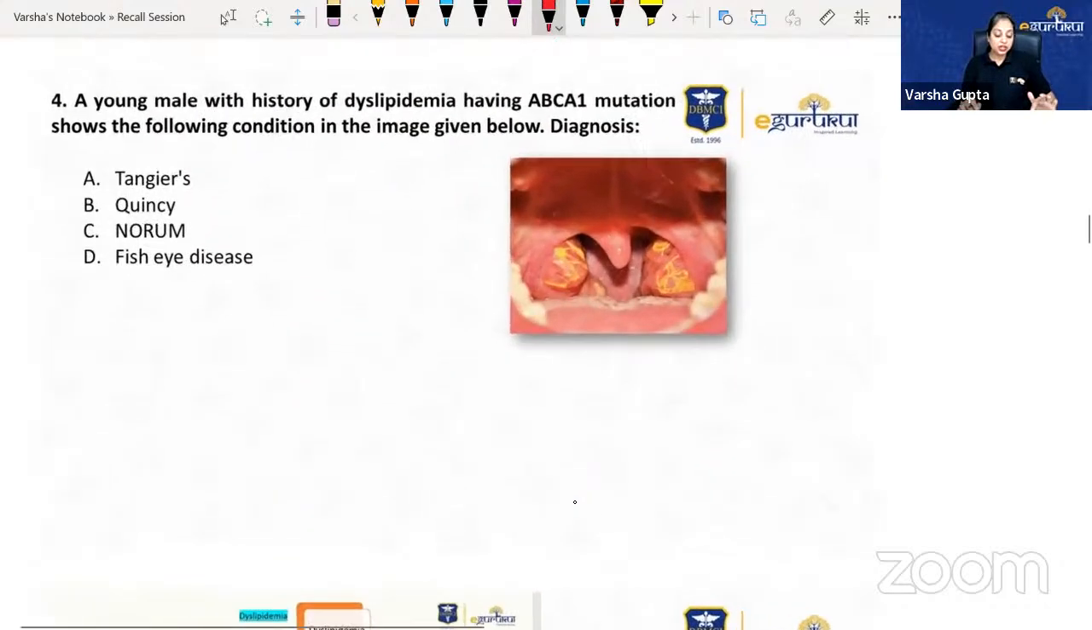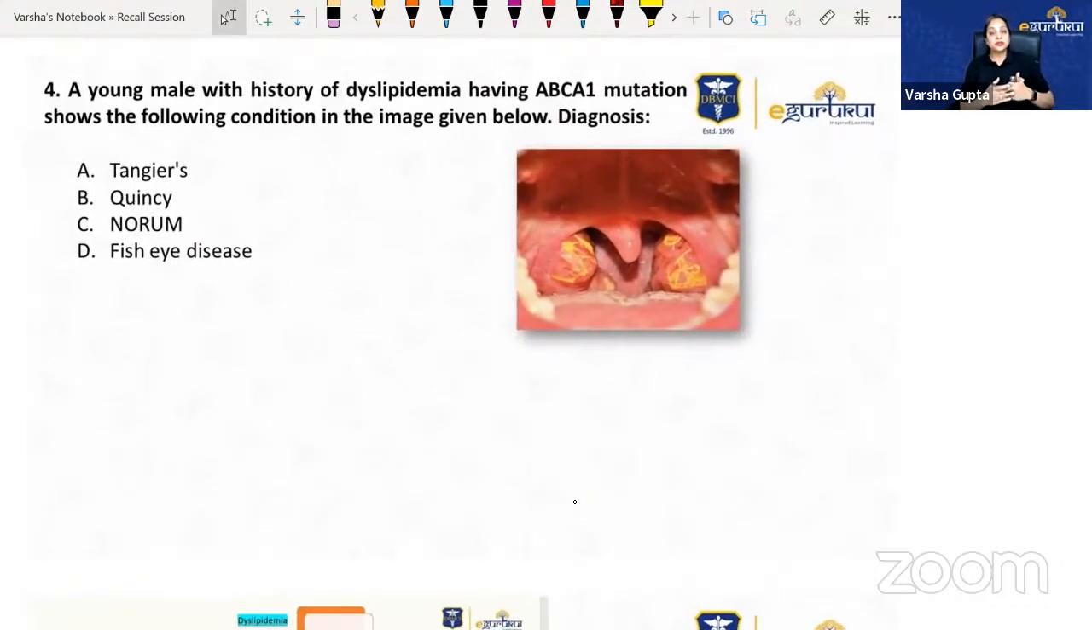Now, there was this very simple, straightforward question, which is again one of the high yield topics coming from the lipids chapter. Young male with a history of dyslipidemia having ABCA1 mutations, right? And this was the figure given to you. And we know when you see this orange color tonsils, right?